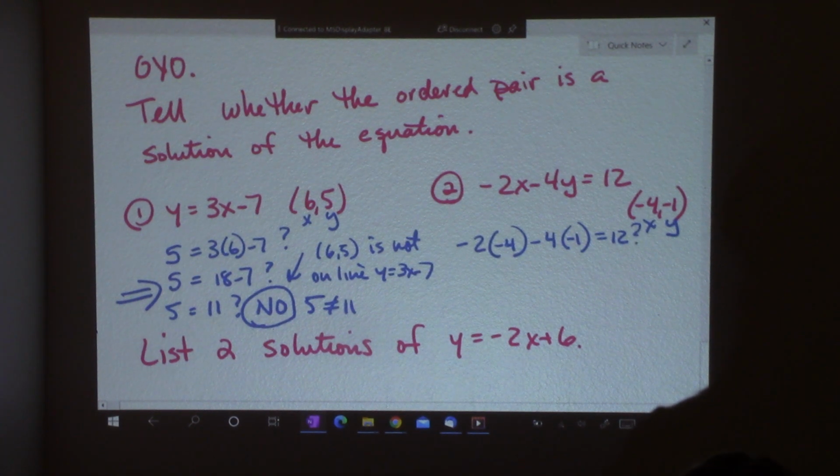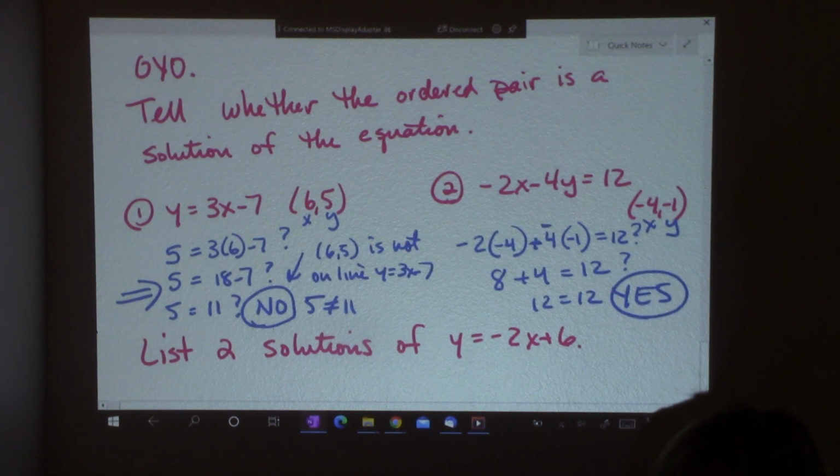Okay, is that a solution? Well, let's find out. Negative 2 times negative 4 is 8. Now I have a minus, so that really means plus negative here. And then the sign of the 4 is a negative. So I have negative 4 times negative 1 is positive 4. Does 8 plus 4 equal 12? Yes. So that means that negative 4, negative 1 is a solution to this equation, and it will be on that line.